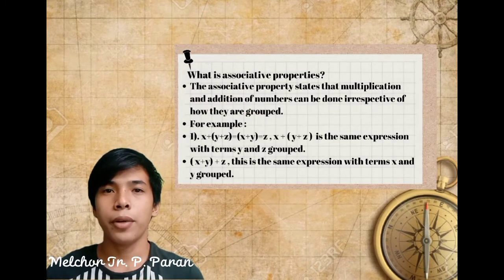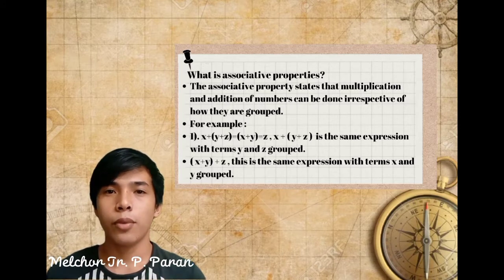What is the associative property? The associative property states that the multiplication and addition of numbers can be done irrespective of how they are grouped. For example, number 1: x plus y plus z is equal to x plus the quantity y plus z. So x plus y plus z is the same expression with the terms y and z grouped. And x plus y plus z is the same expression with the terms x and y grouped.